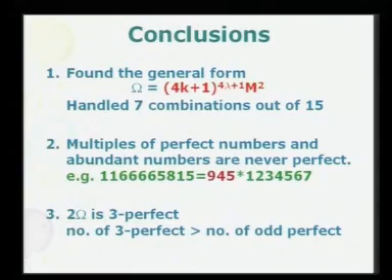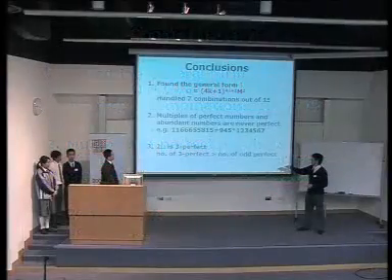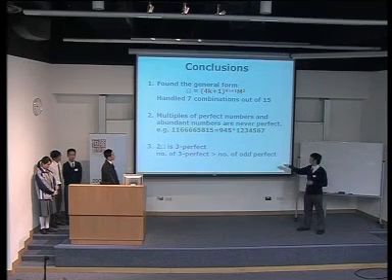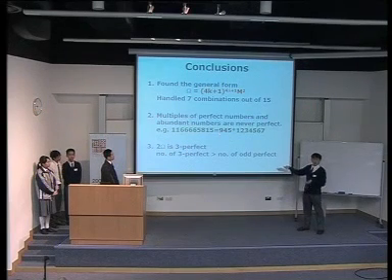And the multiples of perfect numbers and abundant numbers are never perfect. This is useful in our future investigation because we can eliminate some numbers quickly. For example, is this number a perfect number? It is not a perfect number because it is a multiple of 945, which is an abundant number.